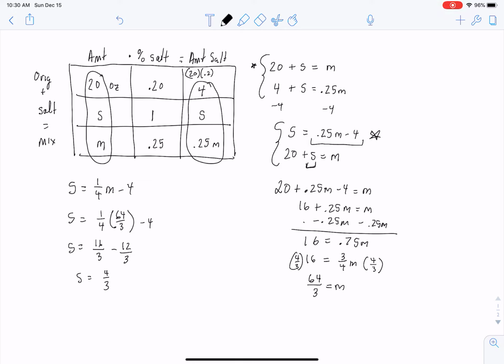So it says, how much salt do we need to add? And we would say 4/3 ounces of salt. And if you wanted, you could write it as 1 1/3 ounces of salt, but either way is fine.